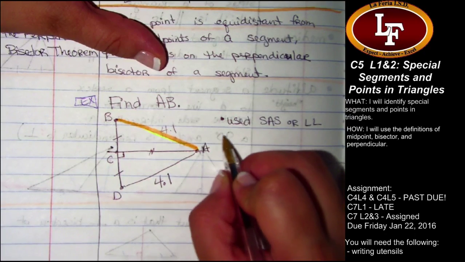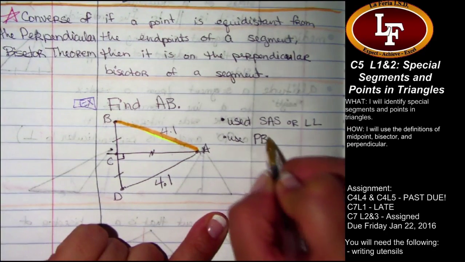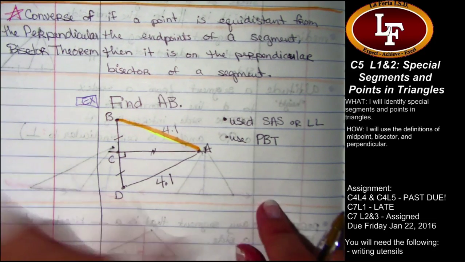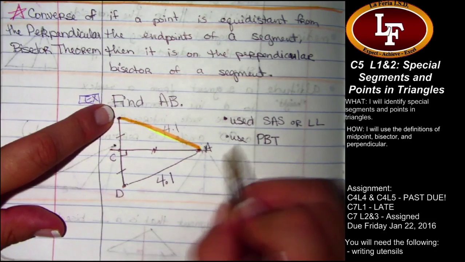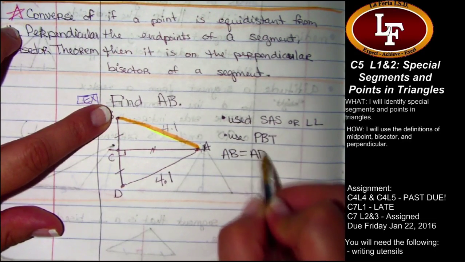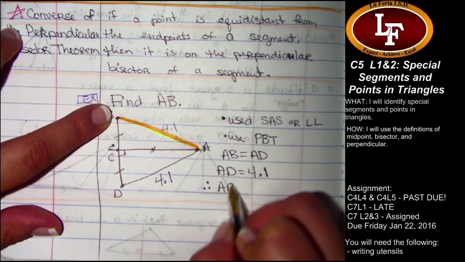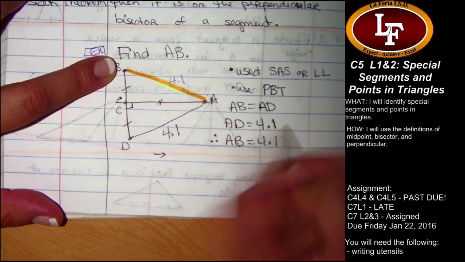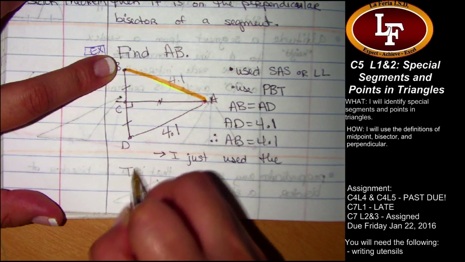You could also use the perpendicular bisector theorem, abbreviated PBT. Peanut butter time. The perpendicular bisector theorem said that if this point is on the perpendicular bisector, it is the same distance from the endpoints, which meant that AB had to be equal to AD. And AD is 4.1. Therefore, AB is 4.1. And we have this wonderful property name that we used right here. I just used the transitive property of equality.